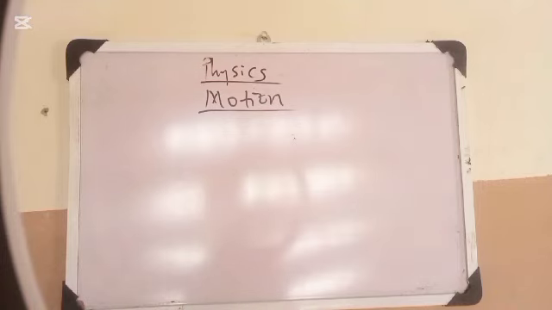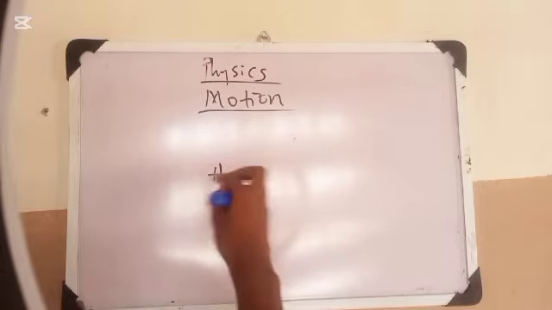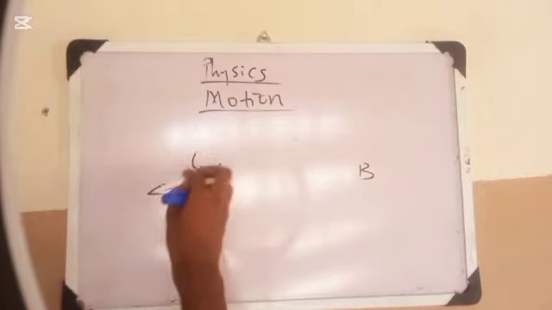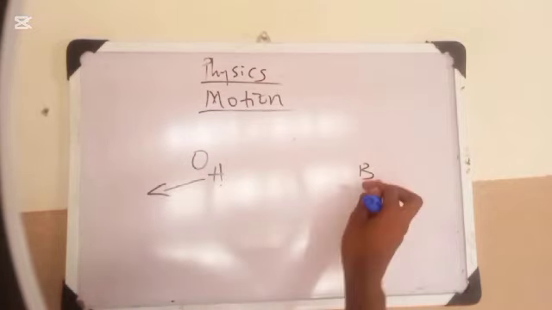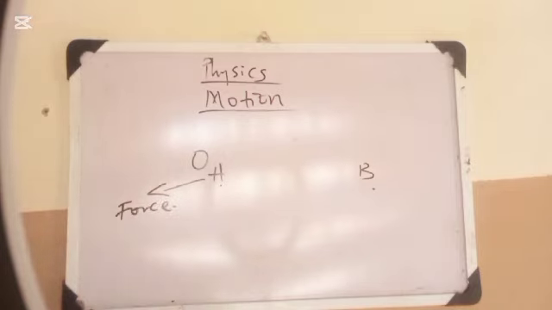So what is the cause of motion? The cause of motion is force. Imagine this is the object. What will make this object move from this point A to this point B is what we call force. So you can be asked during your exams, what is the cause of motion? The cause of motion is what is called an applied force. And when motion takes place, then work is done.